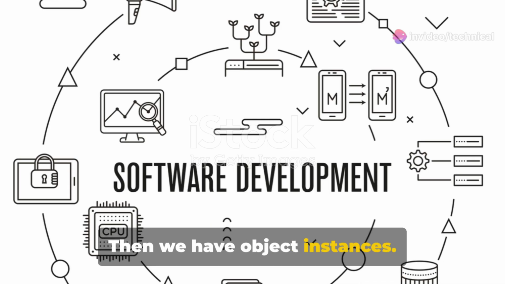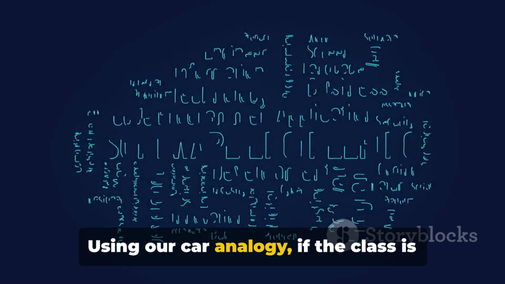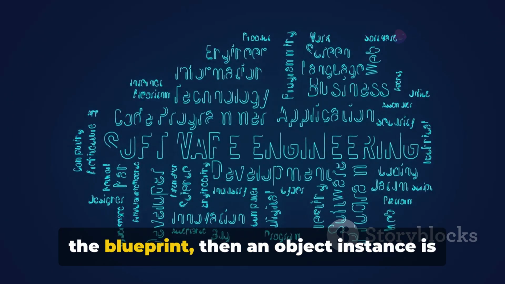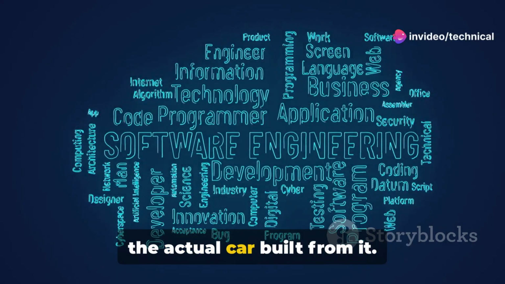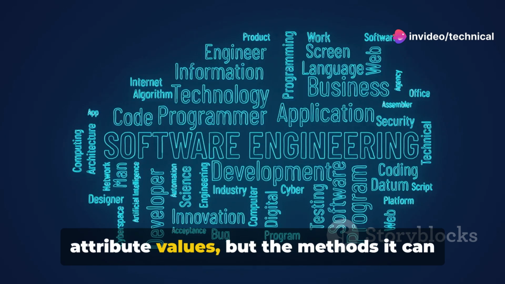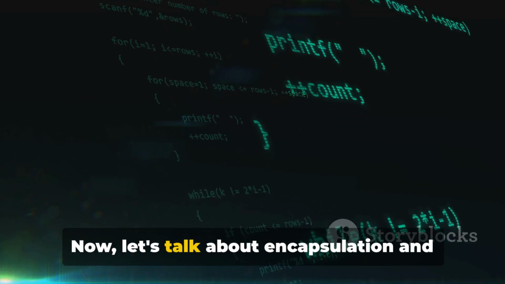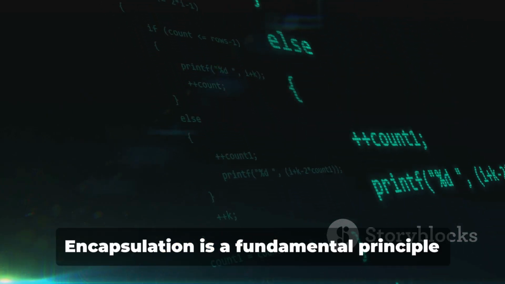Then we have object instances. These are individual occurrences of a class. Using our car analogy, if the class is the blueprint, then an object instance is the actual car built from it. Each object instance has its own set of attribute values, but the methods it can perform are defined by the class. Now let's talk about encapsulation and access control.